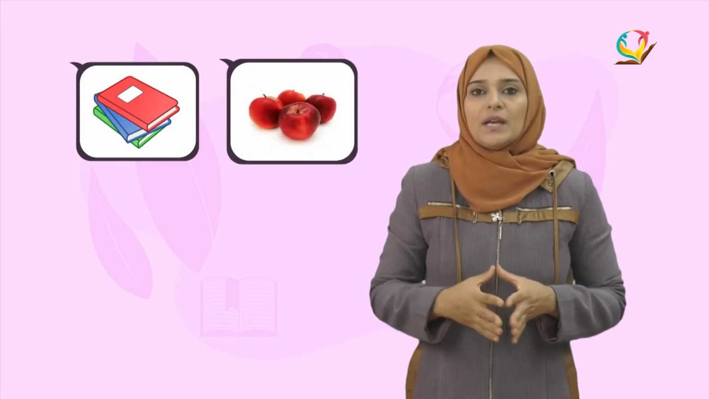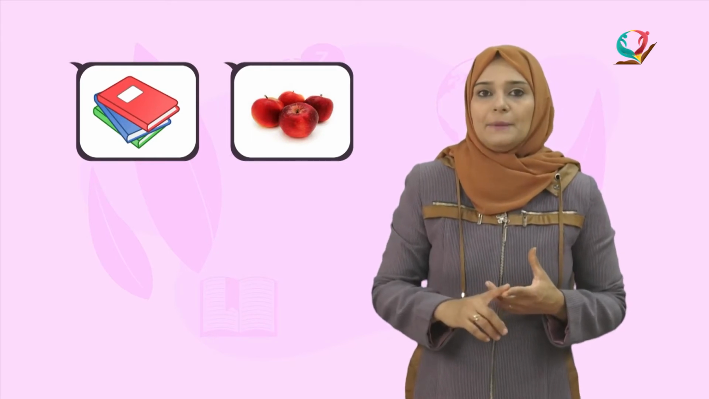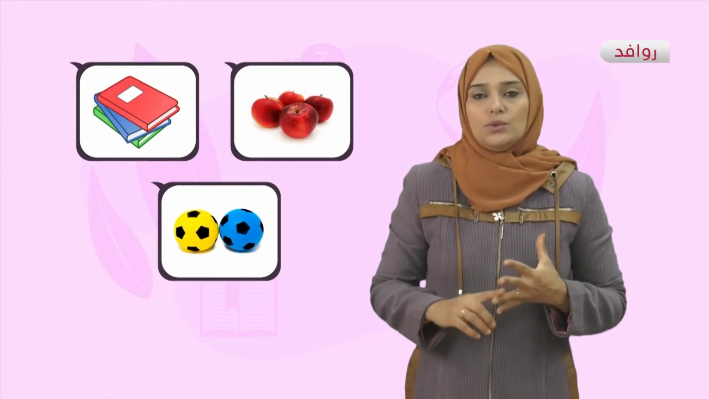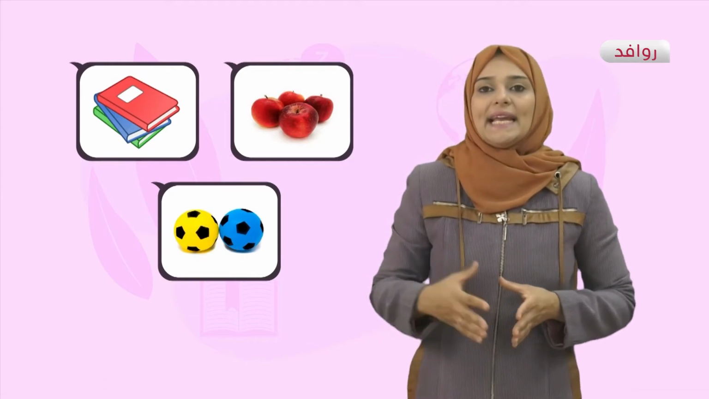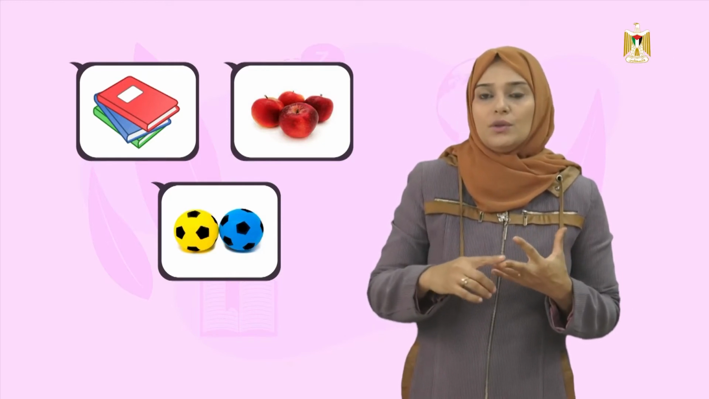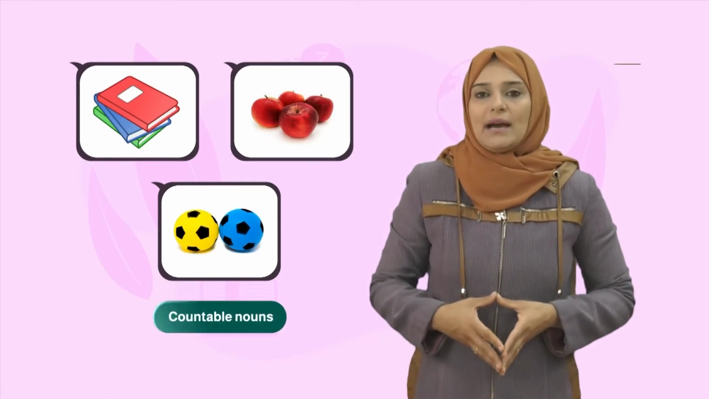First, look at these pictures. Picture number 1, we have 1, 2, 3 boxes. Picture 2, we have 1, 2, 3, 4 apples. Next, we have 2 balls. As you see, some nouns we can count. We say 1 pen, 1, 2, 3, 4 pens. We call these countable nouns.